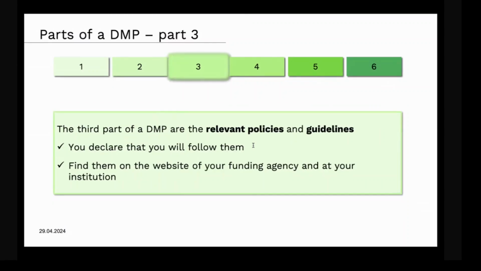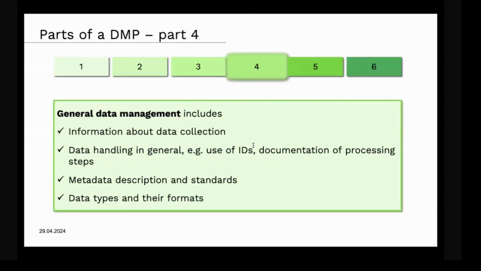Then, as mentioned before, the relevant policies and guidelines. These can range, again, from institutional policies and guidelines to DFG or other funding agencies. You need to be aware of them and follow them, but they should be listed in the DMP as well. General information about the data collection or the handling, so the using of the IDs, documentation of processing steps.